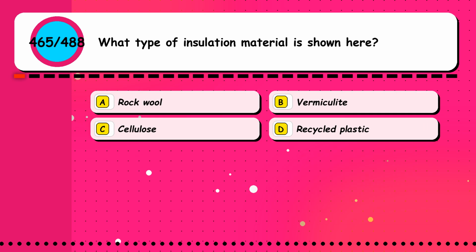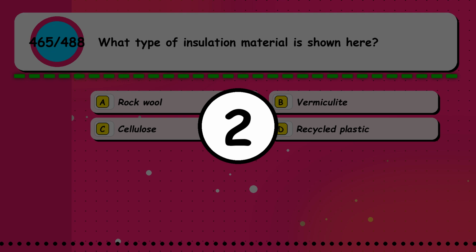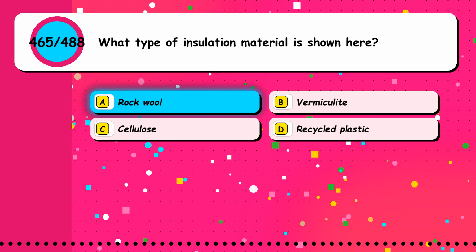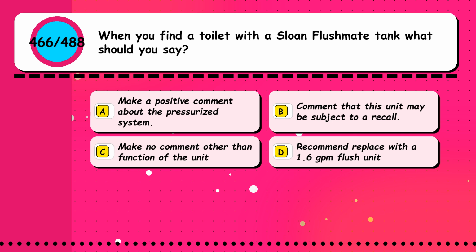Question 465. What type of insulation material is shown here? Option A, rock wool. Option B, vermiculite. Option C, cellulose. Option D, recycled plastic. The correct answer is option A, rock wool. Correct answer, vermiculite.